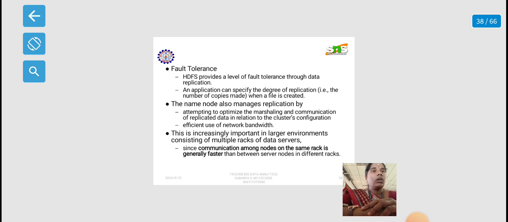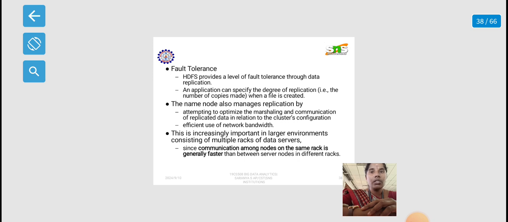The name node also manages the replication, attempting to optimize the marshalling and communication of replicated data in relation to the cluster configuration and corresponding efficient use of network bandwidth. This is increasingly important in larger environments consisting of multiple tasks of the data services.